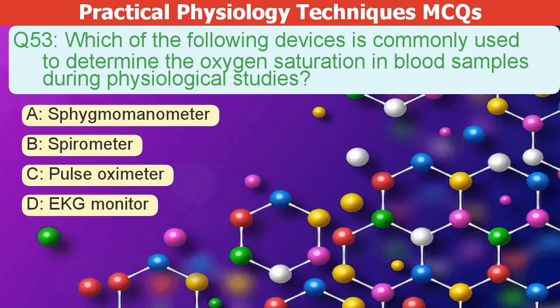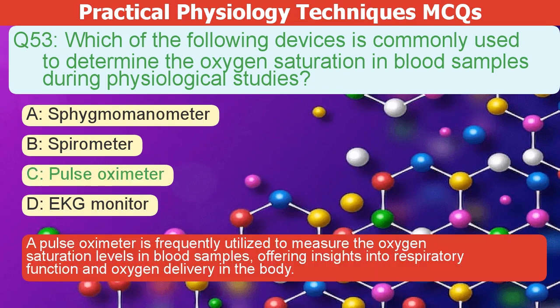Which of the following devices is commonly used to determine the oxygen saturation in blood samples during physiological studies? A. Sphygmomanometer. B. Spirometer. C. Pulse oximeter. D. EKG monitor. The correct answer is C. A pulse oximeter is frequently utilized to measure the oxygen saturation levels in blood samples, offering insights into respiratory function and oxygen delivery in the body.